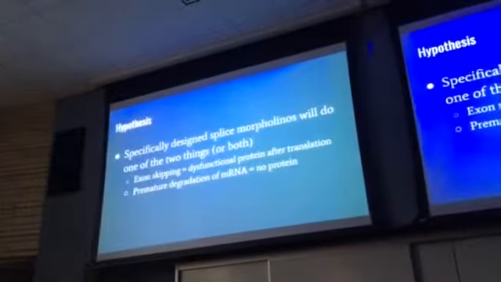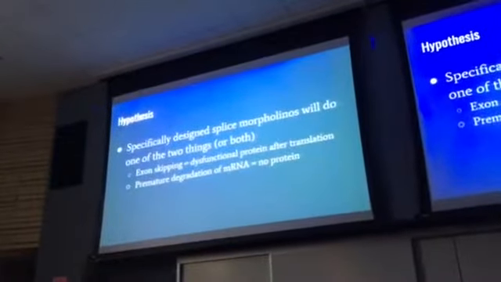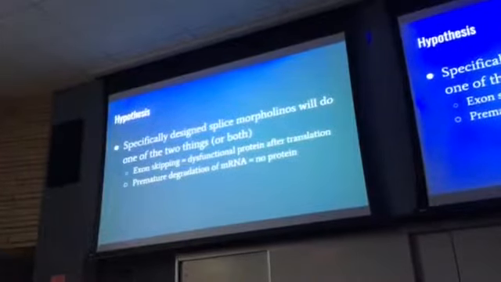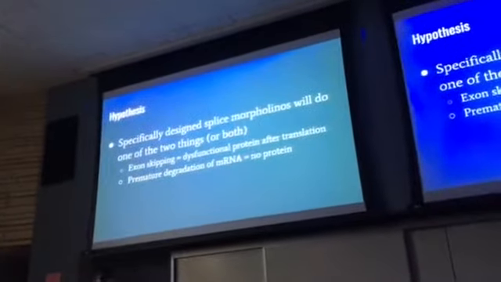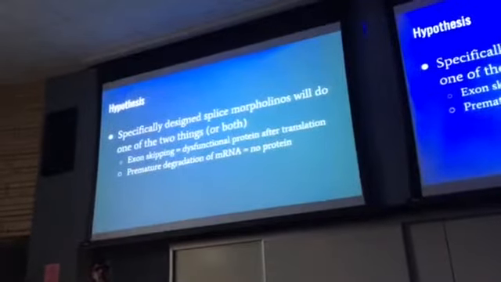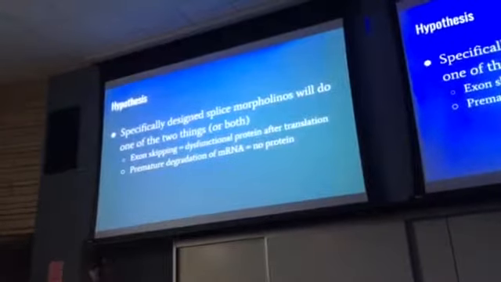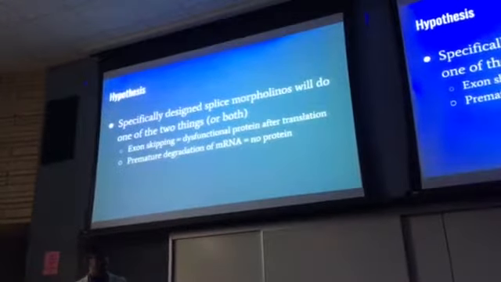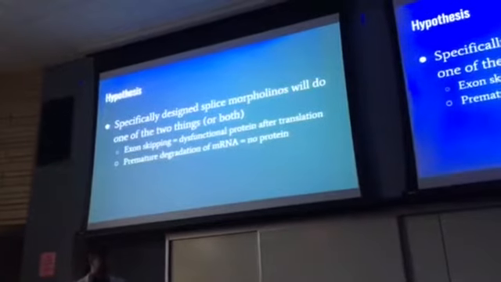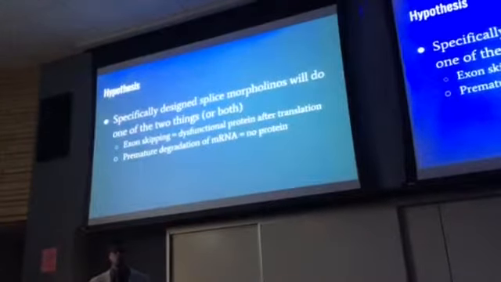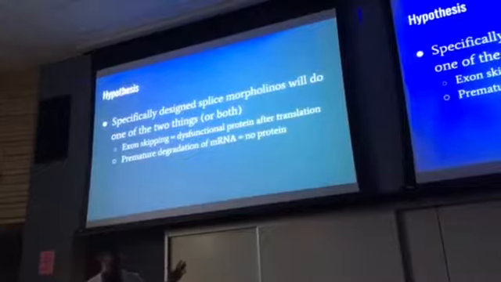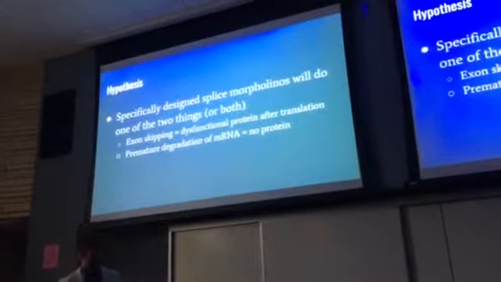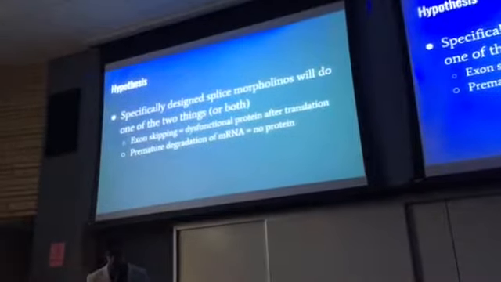So that leads me to the hypothesis that specifically designed splice morpholinos will do one of two things, or both. They'll do that exon skipping I discussed earlier, so it's akin to having a whole paragraph and you lose a whole section of it. The rest of it still makes sense and it has the possibility of conveying something, but doesn't convey the message at the start. So whatever it does, it's not IA2 or IA3 anymore, so it doesn't function. Or you get that premature degradation of messenger RNA. So that messenger RNA is not getting translated, so there's no protein.